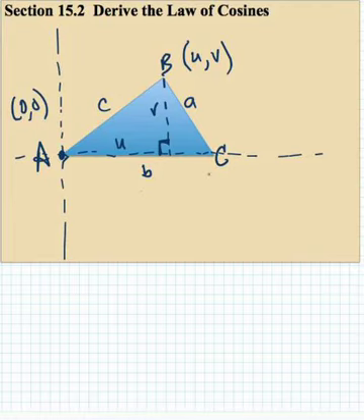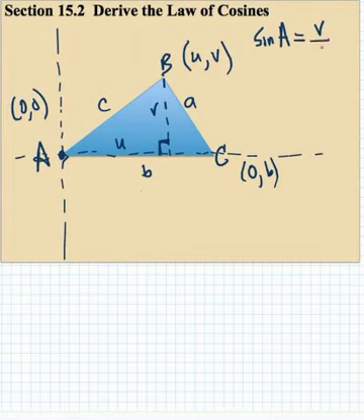And C, we won't worry. C is going to be at 0, B, whatever length B is. Okay, A is at 0, 0, C is over at 0, B, and B is at UV. The first thing I want you to see here is that the sine of A, remember sine is opposite over hypotenuse, is V over C, right? And the cosine of A is going to be U over C.